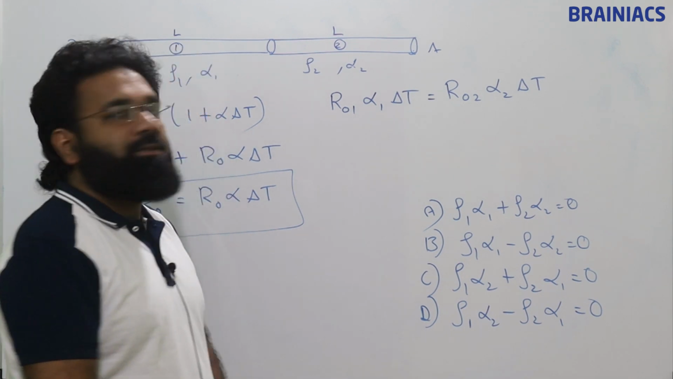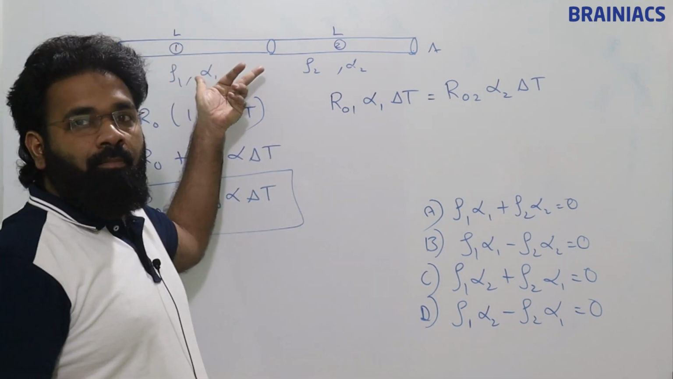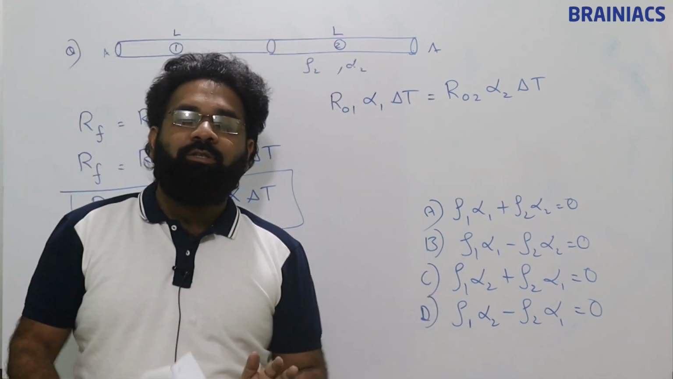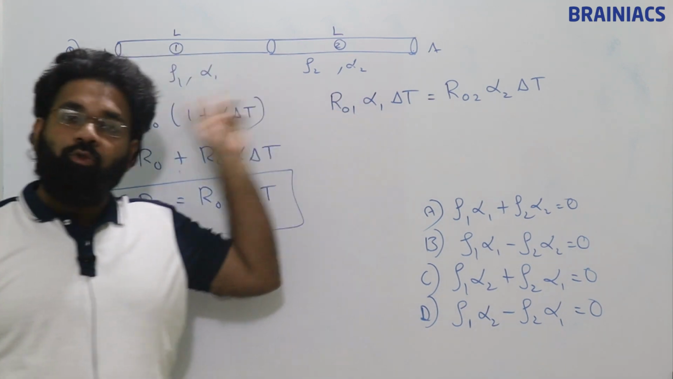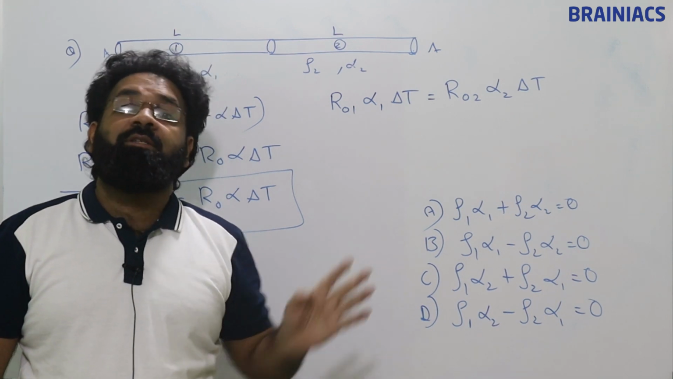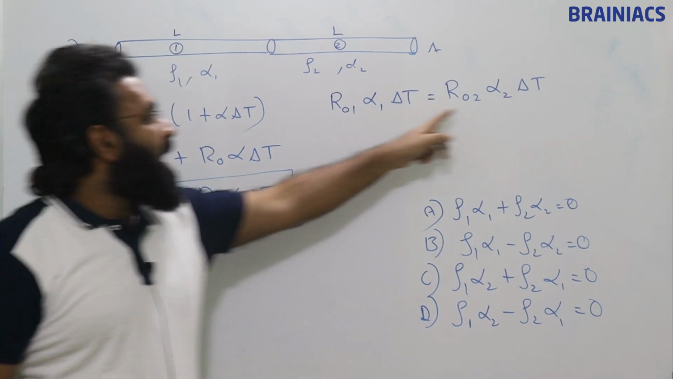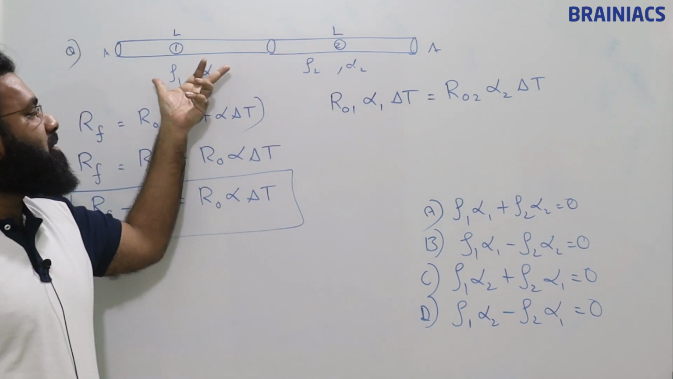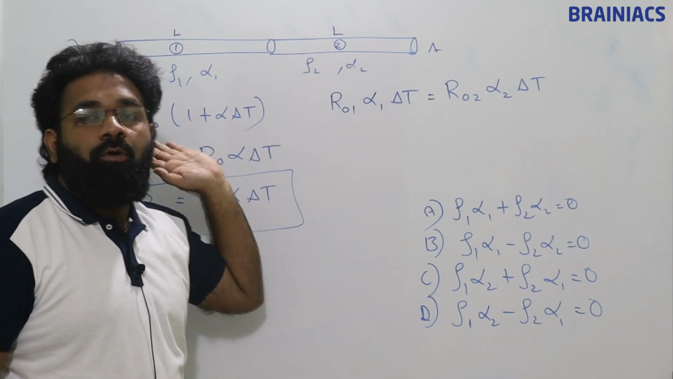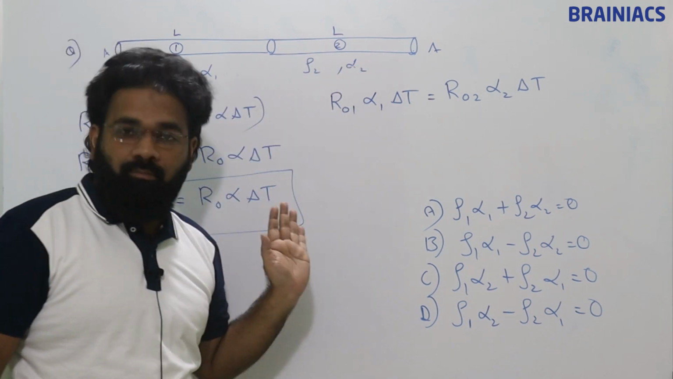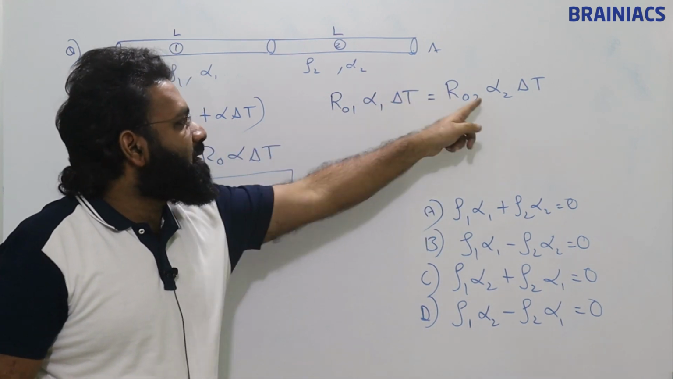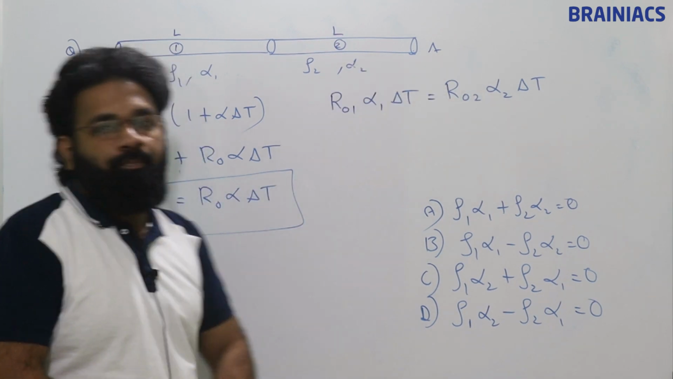The change in resistance of this and change in resistance of this, putting together, the addition of change in resistance of these should give 0. The intention is resistance should not change with the change in temperature. So if we add these both, we should get 0. That is, one will be plus and another will be negative, then only that will happen. So we can write like this, no? This plus this is equal to 0 means this must be equal to this.